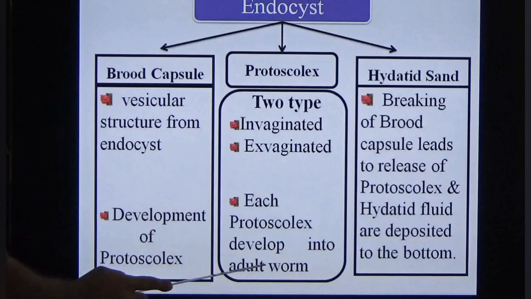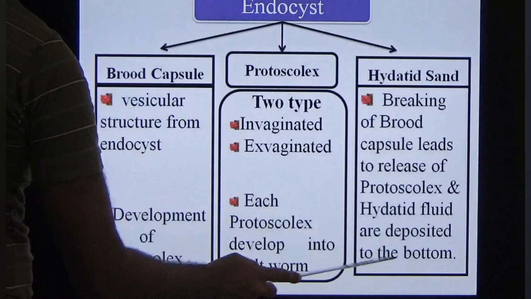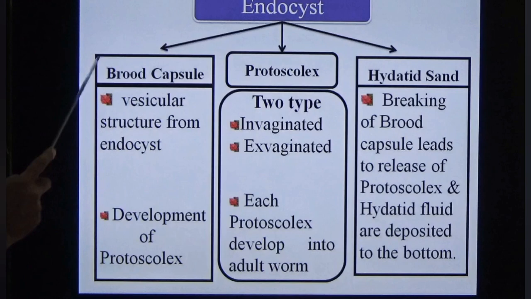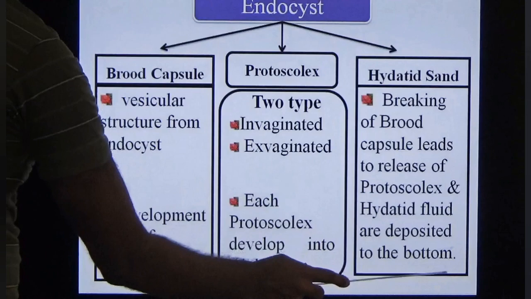And the hydatid sac: breaking of the brood capsule leads to release of the protoscolex, and hydatid fluid is deposited at the bottom. When the brood capsule breaks, the protoscolex and hydatid fluid inside it come out and settle into the bottom of the hydatid cyst. That substance is known as the hydatid sac.